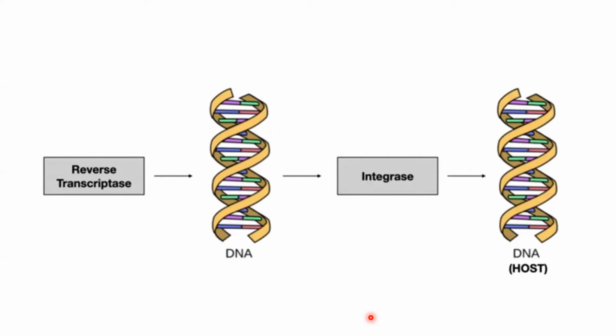Now, let's say we were not able to stop the reverse transcriptase phase, and the DNA strand was able to be formed. What's the next step after the formation of the DNA strand that we can target in medication? It's the integrase. What the integrase does is that it integrates the formed DNA strand, the viral DNA, into the host DNA. So this is the job of the integrase.